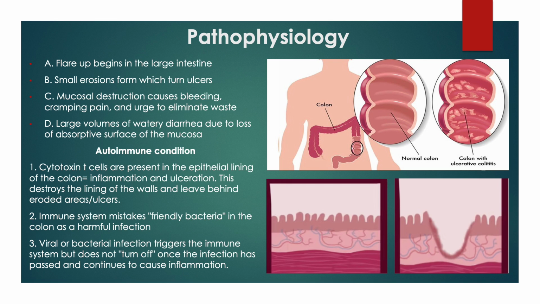It is also believed that ulcerative colitis can be an autoimmune condition. First, we have that the cytotoxic T cells are present at the epithelium lining of the colon, indicating inflammation and ulceration. This destroys the lining of the walls and leaves behind eroded areas slash ulcers, as you can see in the pictures.